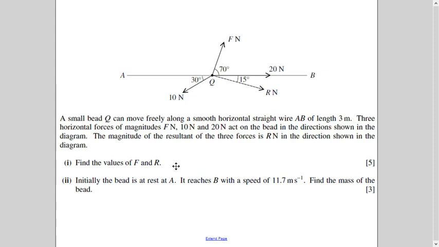Now the question has two parts. Part one is to find the value of F and R. And second is that initially the bead, this is the bead, given to you here at the point Q right now, is at rest at A. We will consider it is here. And then when it reaches here, the speed is 11.6. So we have to find the mass of this. Okay, so let's begin. First, part one, find the value of F and R.